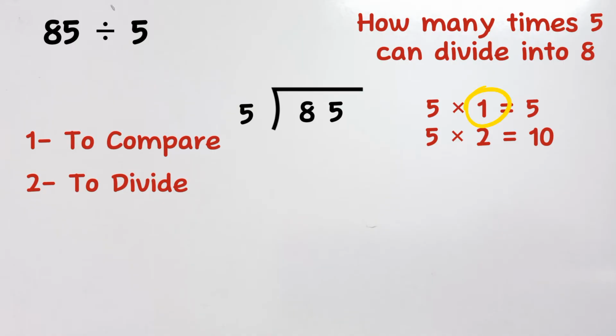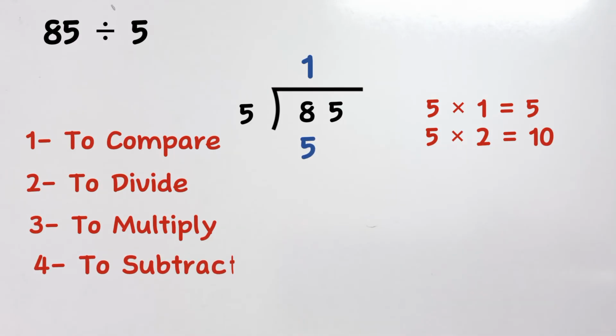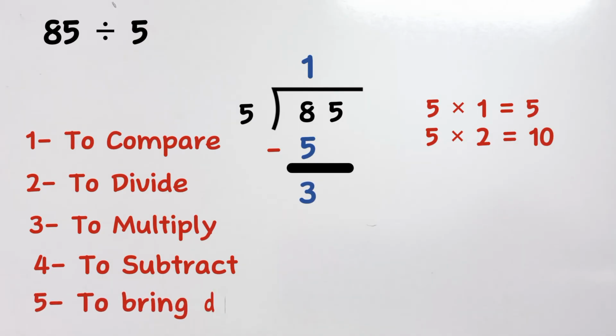So we write 1 at the top above the digit 8, and in the next step we multiply. 5 times 1 is 5. We write 5 under the digit 8, and in the next step we subtract. 5 from 8. 8 minus 5 is 3. Now in the next step, we bring down the right digit of the dividend, which is 5, and we have 35.